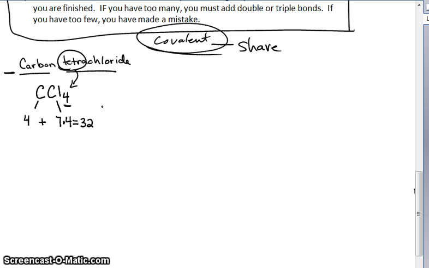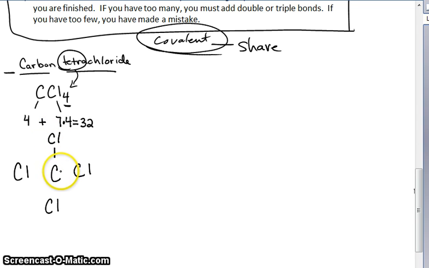Okay, so now we're going to move on to step 2. We're going to figure out who goes in the center. In most cases, you can look at the elements. If you have 4 of this and 1 of this, then you're probably going to put the element you only have 1 of in the center. So I'm going to put C in the center, and I'm going to put 4 Cl's around it, and I'm going to connect them with single bonds.